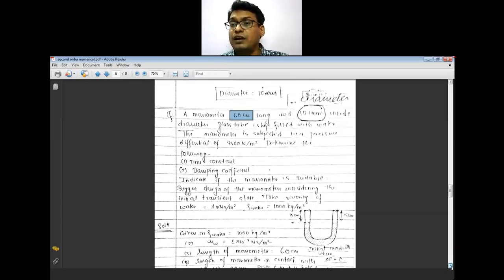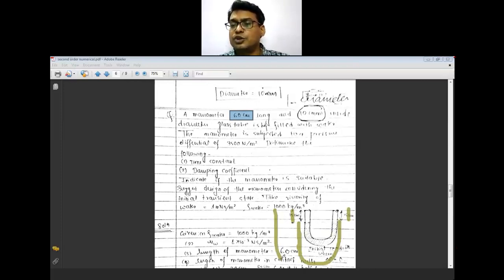So the amount of liquid filled in the manometer is half. That means 30 centimeters of the tube is filled with liquid. How much length will be available free in both limbs? That is 15 and 15 centimeters. So this length is 30 centimeters, this is 15 centimeters, and this is 15 centimeters.